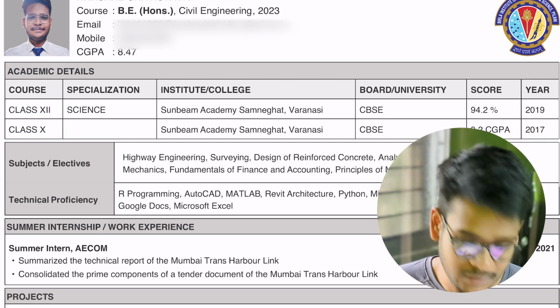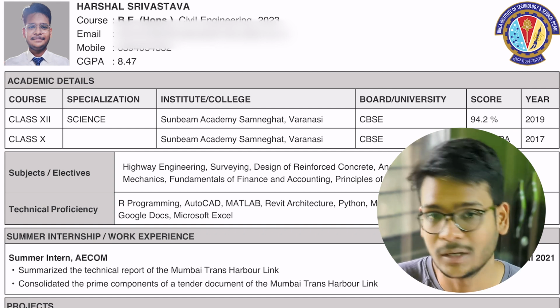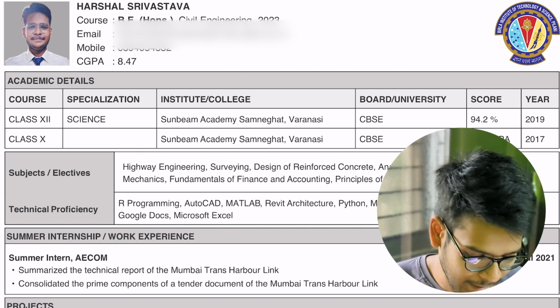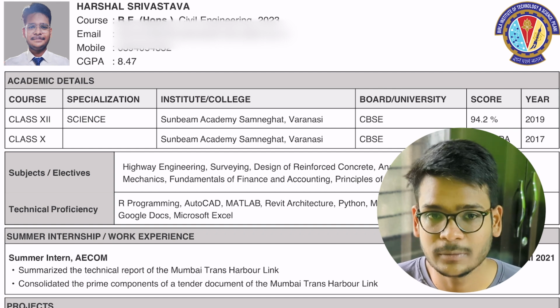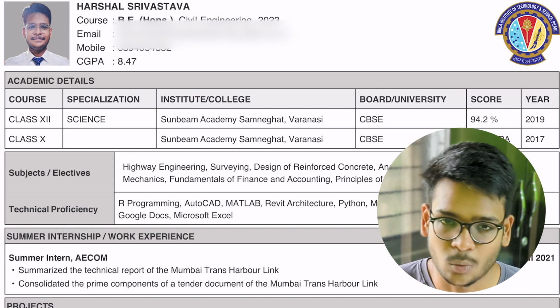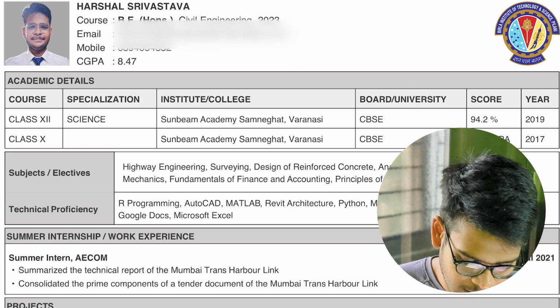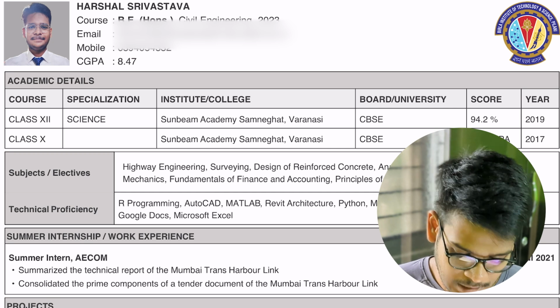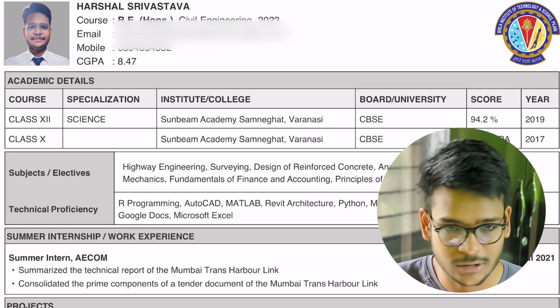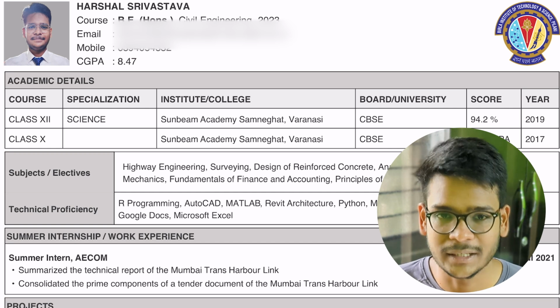Okay. And if you're applying off campus for this GD role, I would suggest adding one more row and put your academic details. In course you will put BTech or BE, whatever it is. Specialization would be civil engineering, mechanical engineering, whatever it is. Then institute or college name, whatever your college name is. Then board, I think you can leave it or maybe put the university name. Then the score would be your CGPA and the year would be year of graduation. So in my case it would be 2023.